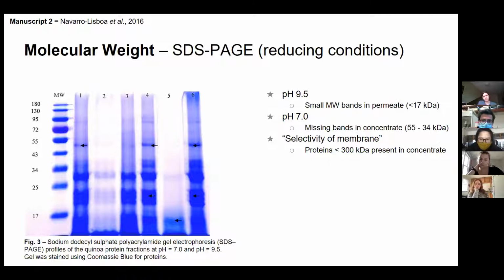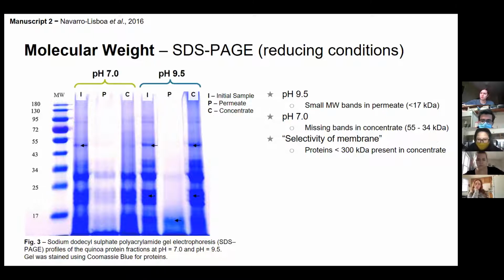Next, we have the SDS-PAGE, which was conducted under reducing conditions. The first three lanes after the molecular weight marker are the initial, permeate, and concentrate fractions collected at either pH 7 or 9.5. The authors noted that the permeate at 9.5 had bands at about 17 kilodaltons that were not observed at pH 7. There were also larger molecular weight bands between 55 and 34, which were absent in the concentrate at pH 7, and the authors noted that these larger proteins may have been deposited to the membrane.